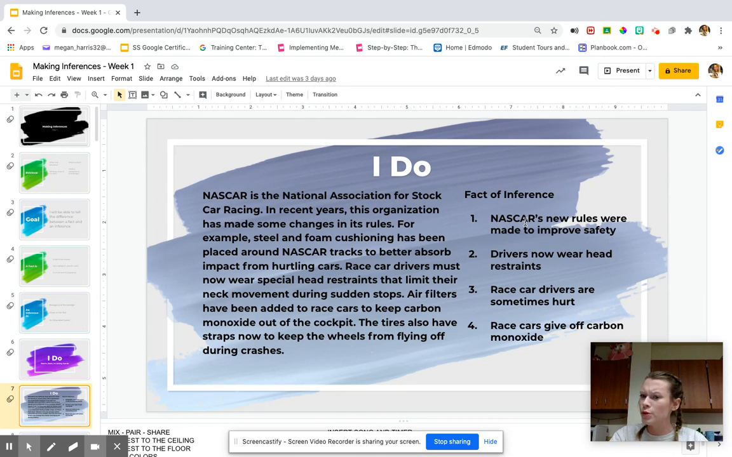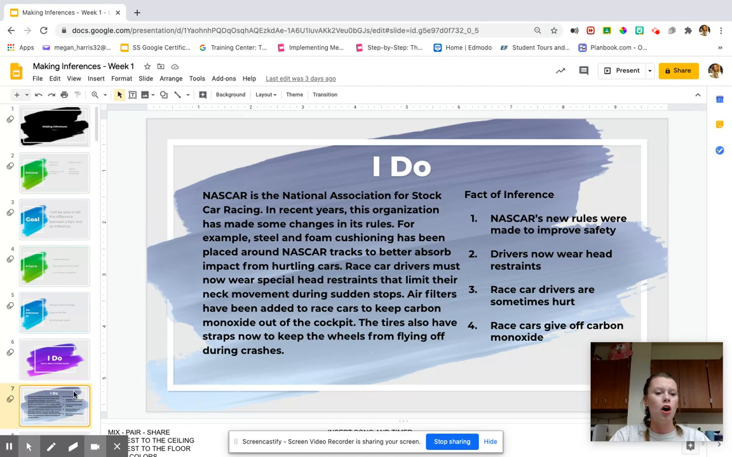But I still haven't found number 1 yet. I haven't read that they have new rules to make safety or to have better safety. They haven't said that yet, so I'm going to keep reading. Air filters have been added to race cars to keep carbon monoxide out of the cockpit. The tires also have straps now to keep the wheels from flying off during crashes. Okay, so we found number 2, right?